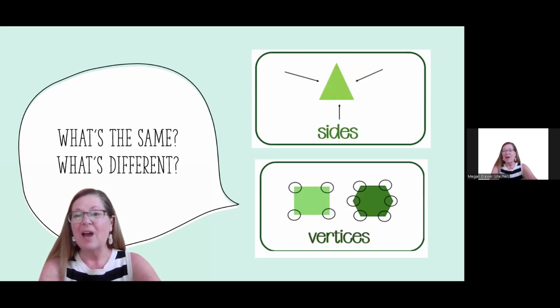And also have some attributes with sides and vertices. Another one. Now we're really wanting kids to think about the difference between a side and a vertex. What's the same? They're both attributes of shapes. What's different? It's different what they're looking at. Where is it, a corner? Is it the side of it?